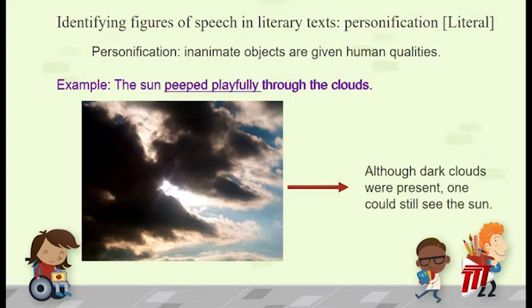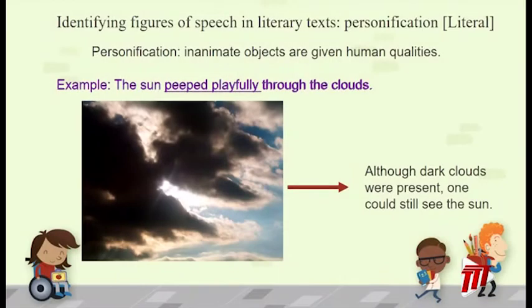Although the dark clouds were present, one could still see the sun, similar to when you are playing peekaboo with a baby. Because the sun is given the ability to peep, this literary device is considered to be a personification. Here, the sun is given human-like qualities.